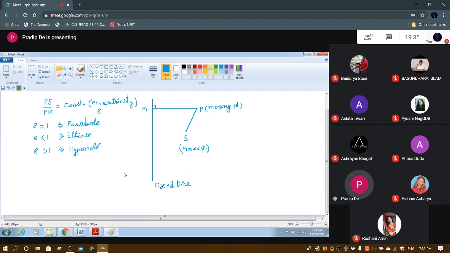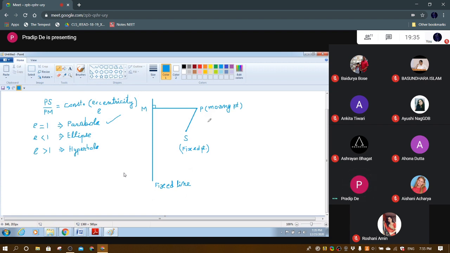So we'll take up the cases one by one. First, we'll consider the case e equal to 1, this case, parabola. So for a parabola, there's a fixed point S, there's a fixed line, and there's a moving point P, which moves in such a way that PS upon PM is equal to e is equal to 1. That means PS is equal to PM.